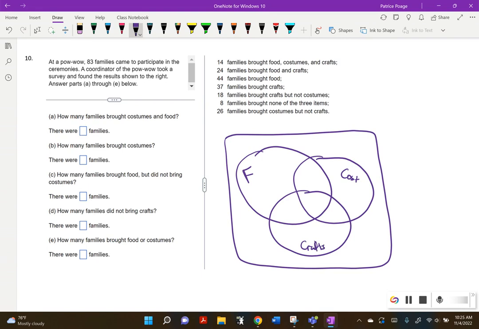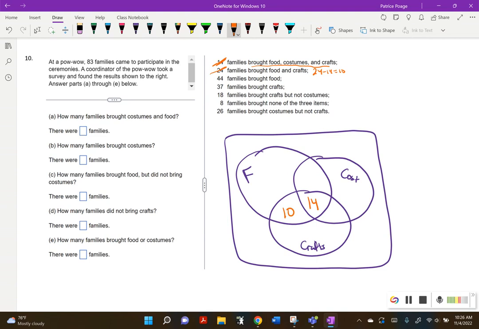All right. It says that 14 families brought food, costumes, and crafts. All right. 24 families brought food and crafts. Food and crafts. So we already have 14 in there. We need 24, so that's 10. So 24.